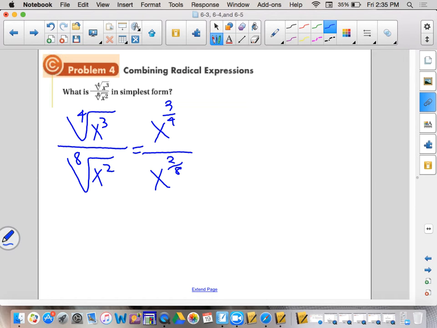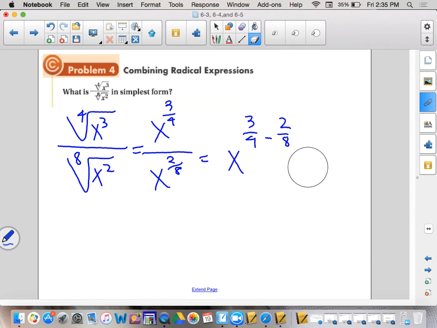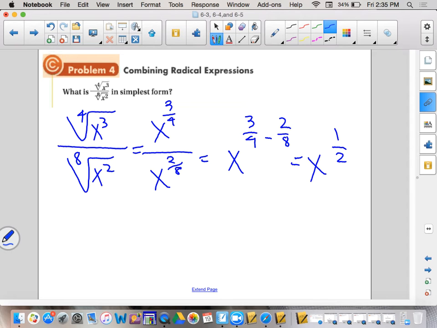Now, if I have exponents that I'm dividing, what do I do to solve it? Subtract them. So 3 over 4 minus 2 over 8 is going to give me what? What's 3 over 4 minus 2 over 8? 1/2. So x raised to the half. While that is the correct answer, it is not in the right format. X raised to the 1/2 is a correct answer, but my problem is in what type? Radical form. So my answer has to be written in radical form too. So it would be the square root of x.